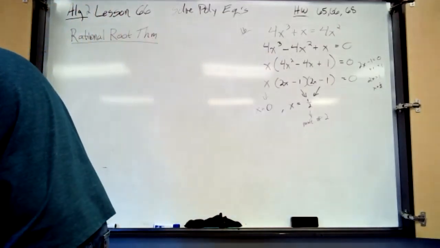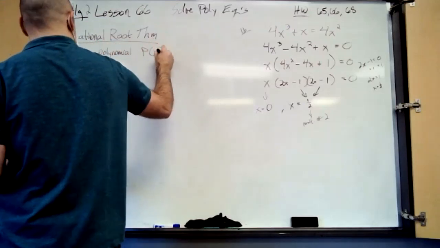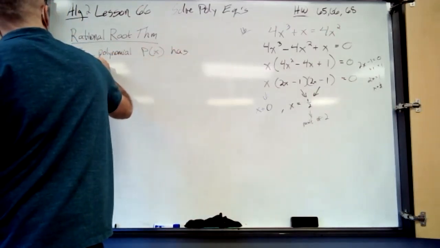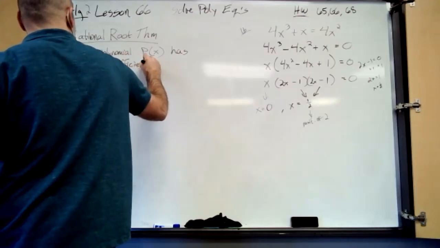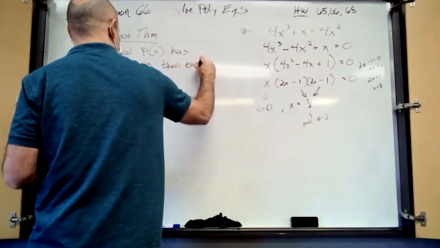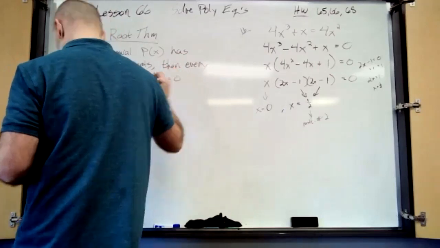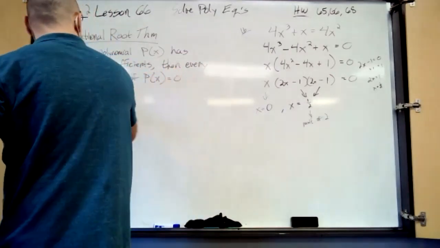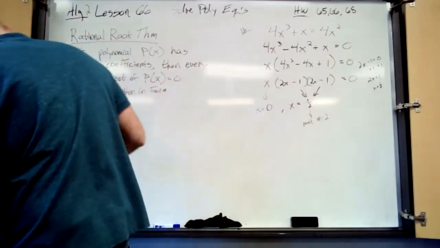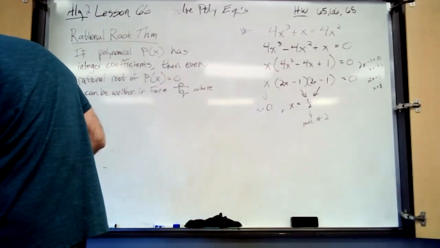Here's what it says. If a polynomial, we'll call it P of X, has integer coefficients, then every rational root of P of X equals zero. This is confusing, worded like this, but we'll do some examples. P of X equals zero can be written in the form P over Q, where P is a factor of the constant term and Q is a factor of the leading coefficient.